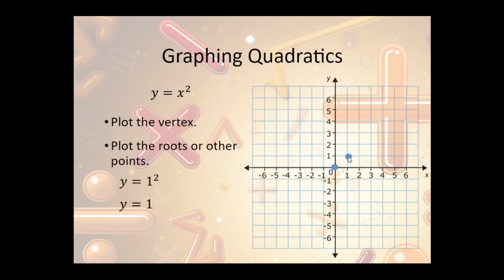So I plot that. Now I should notice that it's going to be exactly the same distance over here. So I went to the right 1, up 1. So I'm going to go the same thing the other way. So to the left 1 and up 1. And plot my point. Then I'm going to use another point.